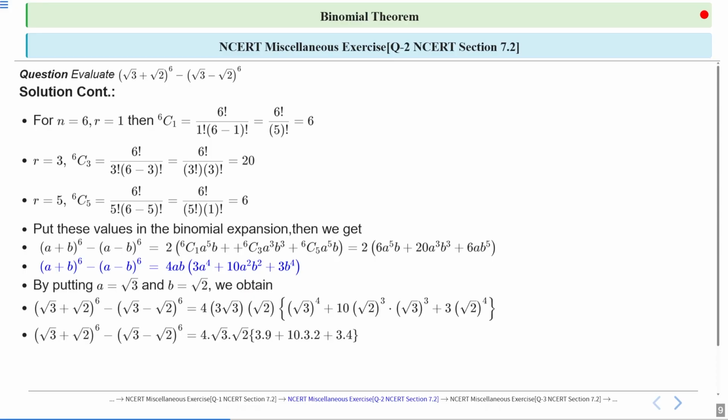Simplifying further, we get (root 3 plus root 2) whole to the power 6 minus (root 3 minus root 2) whole to the power 6. This is equal to 4 times root 3 into root 2 times [3 into 9 plus 10 into 3 into 2 plus 3 into 4]. And further, if you simplify, this is equal to 4 times root 6 into [27 plus 60 plus 12].